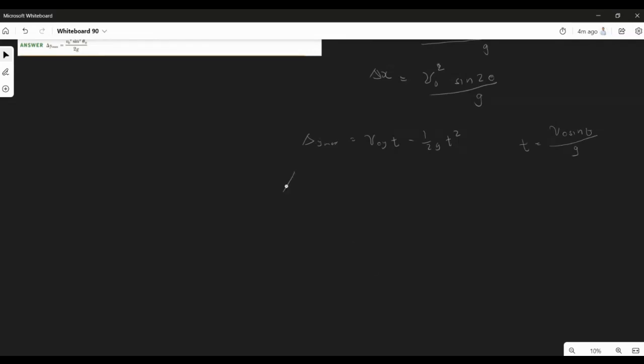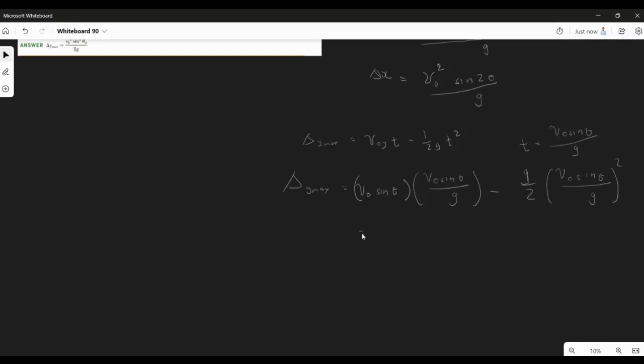So it's quite simple. All we have to do is substitute this into this. V0y we know is V0 sine theta, and we're going to substitute the maximum time over there, so you get V0 sine theta divided by G, minus half G. I'm going to put the G on top, because it's just G over 1. Then T squared will be V0 sine theta divided by G squared.